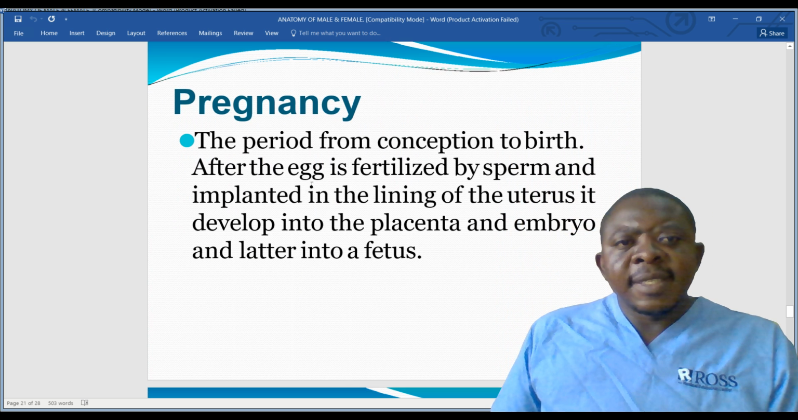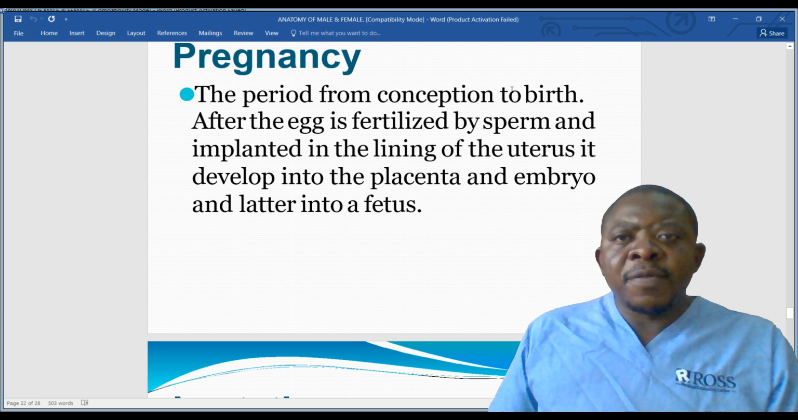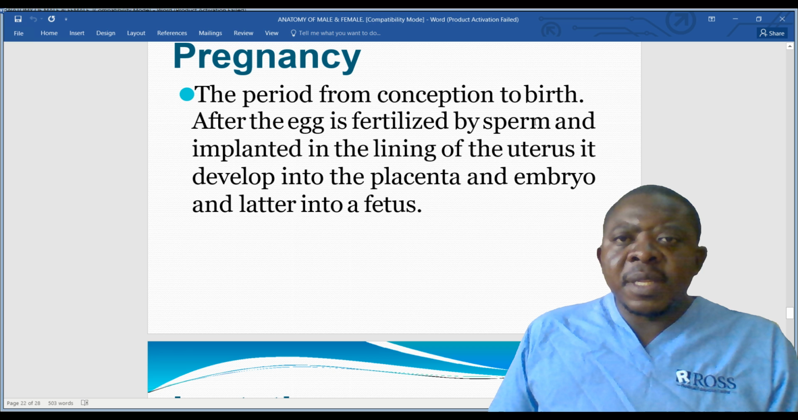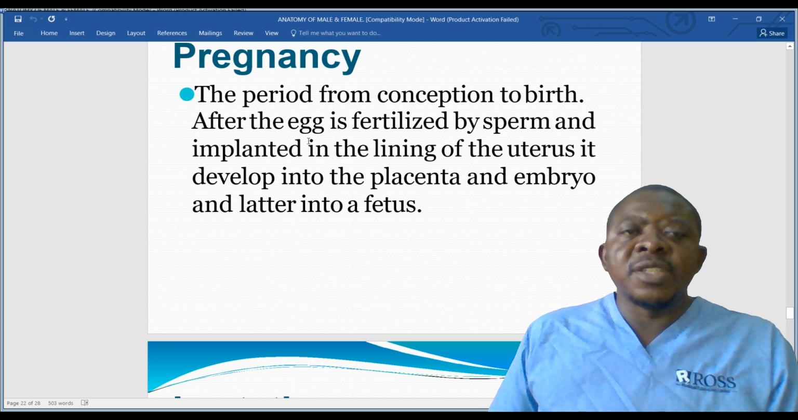Pregnancy. This is a period from conception to birth. After the egg is fertilized by sperm and implanted in the lining of the uterus, it develops into placenta and embryo, and later into a fetus.